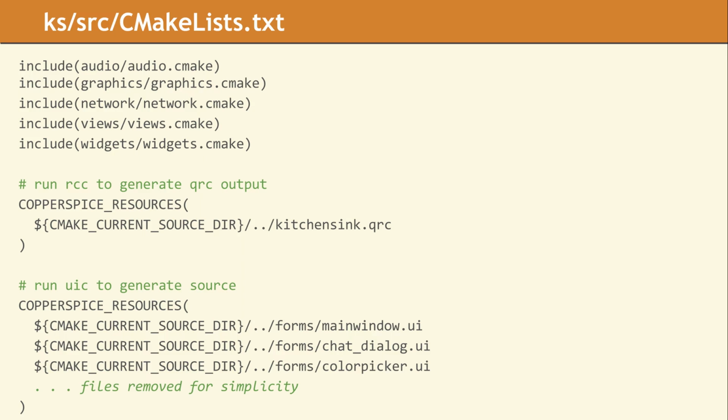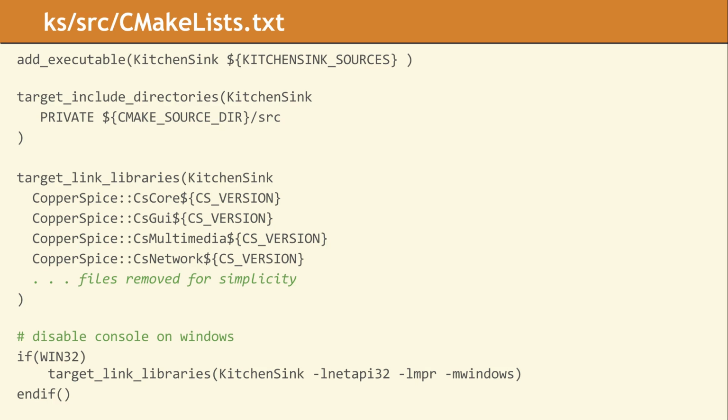The CopperSpice resources macro is part of the CopperSpice package. This macro will generate a call to the appropriate resource compiler based on the extension of the file. For example, a UI file defines a GUI, and the user interface compiler will be invoked. The add_executable command is very important, as this is the command that sets up what binary should be generated.